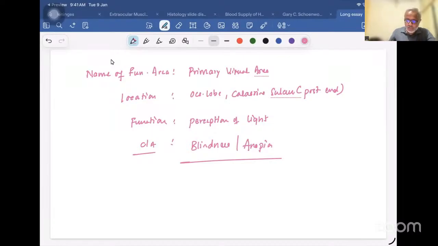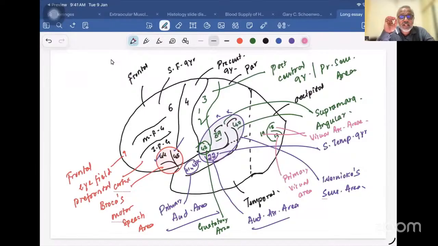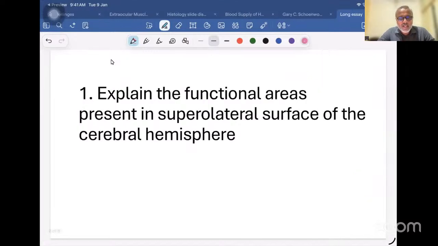So this is an important topic for your final exam, the functional areas of the brain. If you learn this, 8 to 9 marks is guaranteed. One diagram, description as I mentioned, if you can do this, nothing will stop you from scoring 8 or 9 in your exam. So this is regarding the functional areas of the brain that I wanted to discuss.